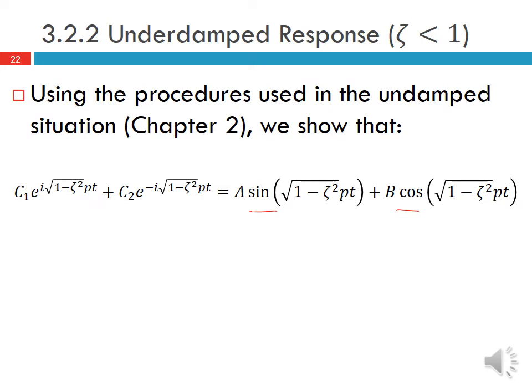So now what we've got is that this term that was in the brackets is a sine of the square root of 1 minus zeta squared pt plus b cosine of the square root of 1 minus zeta squared pt. Or we can write this as x sine of the square root of 1 minus zeta squared pt plus some phase angle phi, again using exactly the same approaches that we talked about previously in chapter 2.